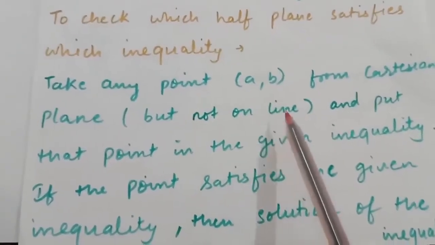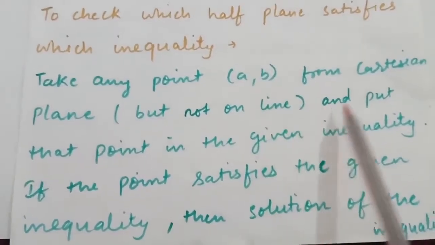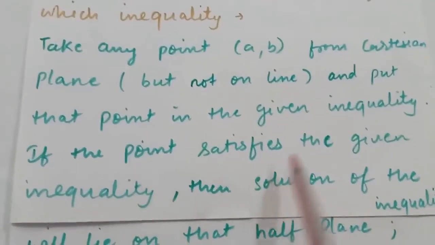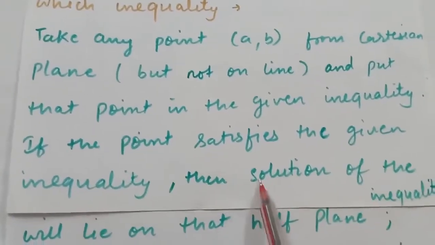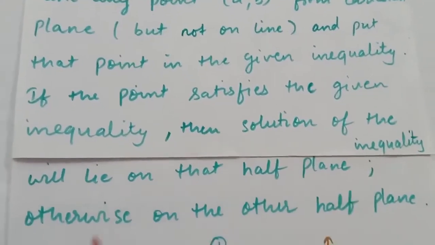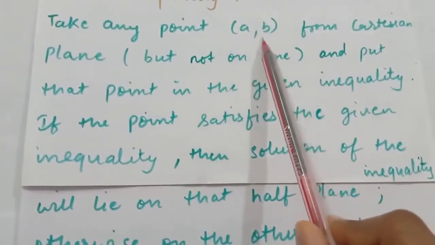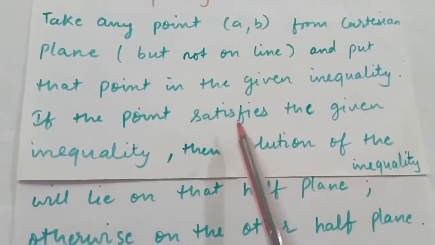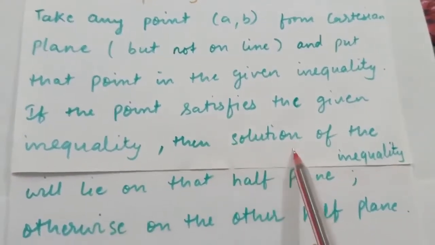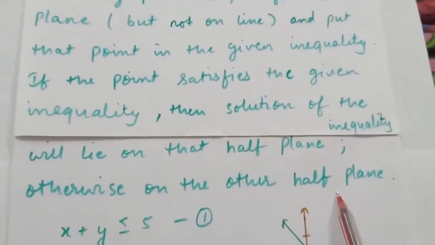That is, you have to take any point from one of the half planes and put that point in the given inequality. If the point satisfies the given inequality, then the solution of the inequality will lie on that half plane, otherwise on the other half plane.